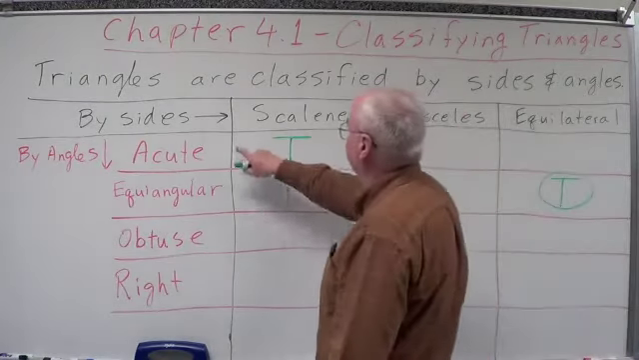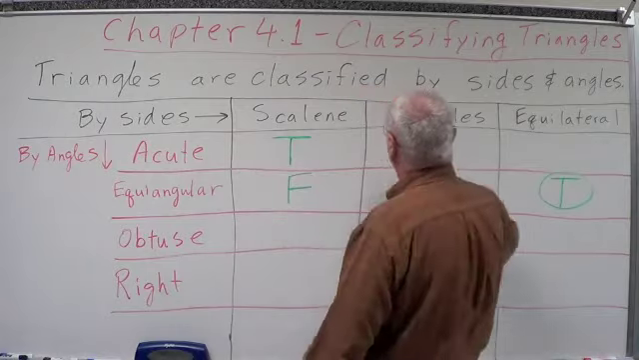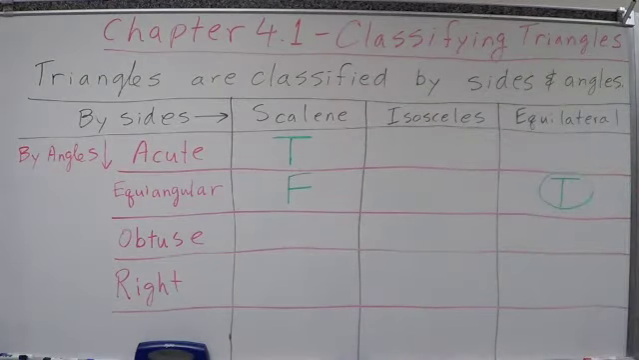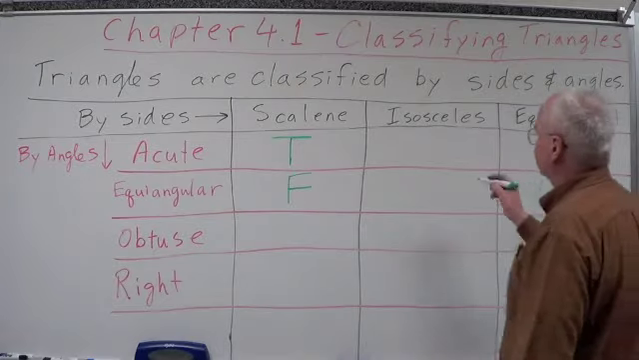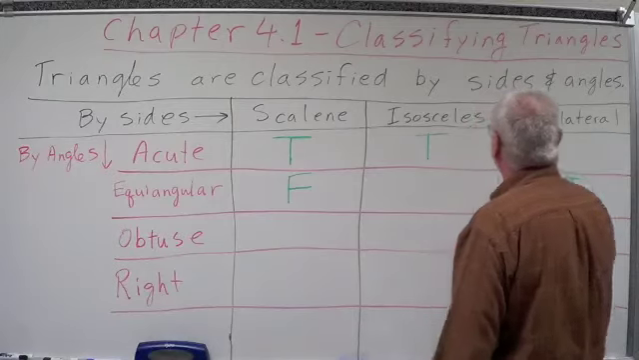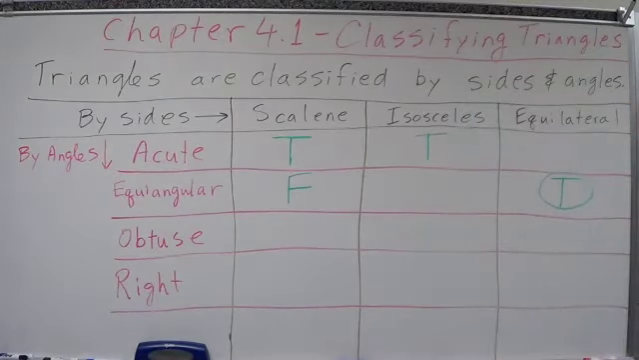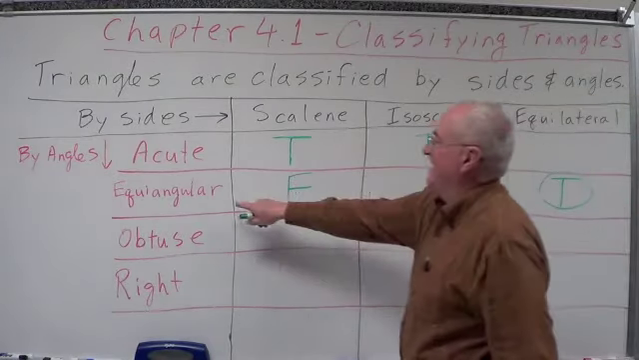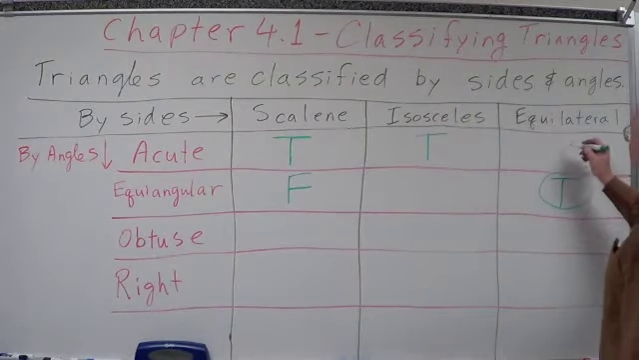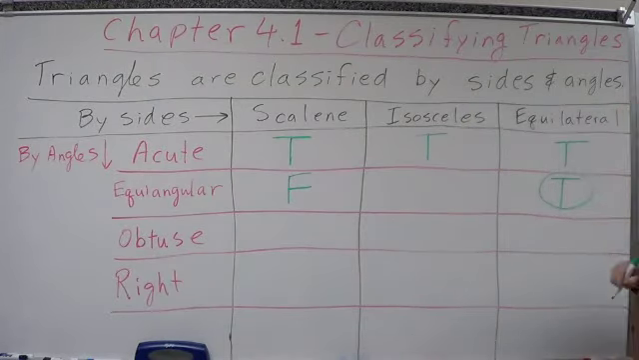Okay? Now, can acute be isosceles? Can all the angles of an isosceles triangle be acute? Yes, sure can. Can an acute angle be equilateral? Well, equilateral means it's equiangular, which means at 60 degrees. 60 degrees is acute, so this is definitely going to be true.